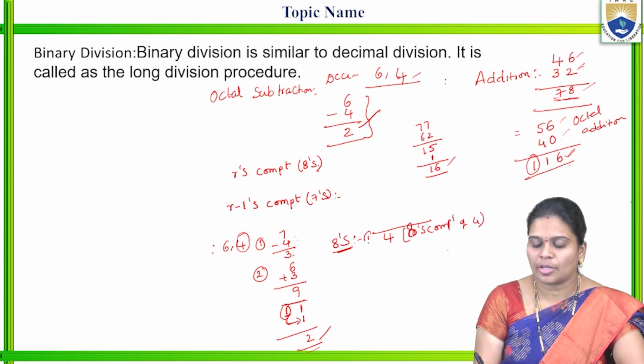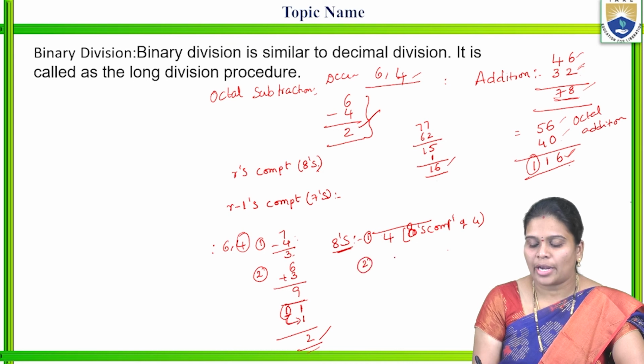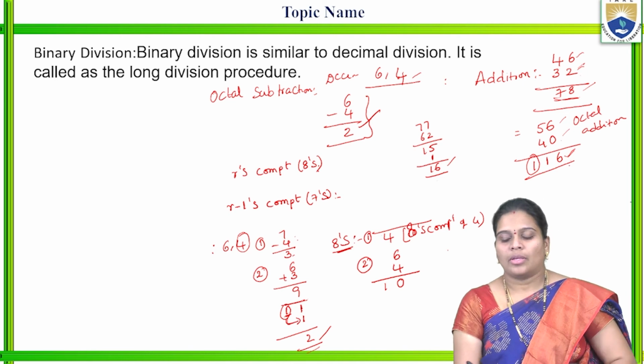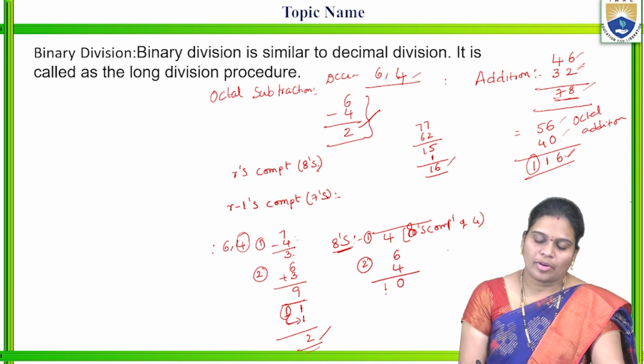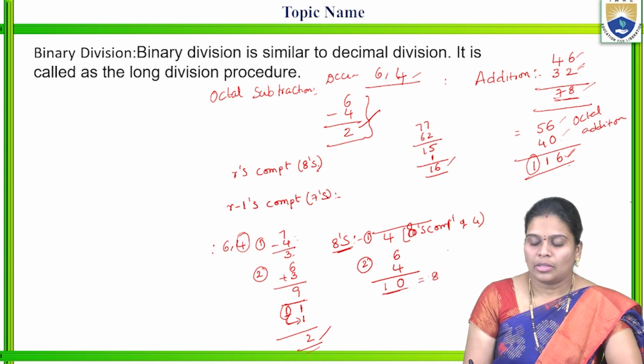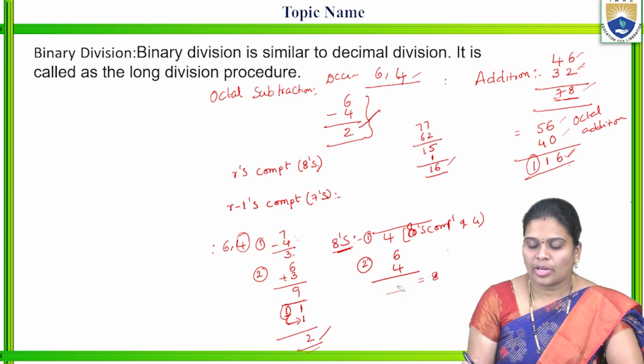Okay, this is the first step. The second step is to add 6 plus 4. That value is 10. In the octal value, 10 is not there, so this value is equal to 8 in octal. So ignore this carry.